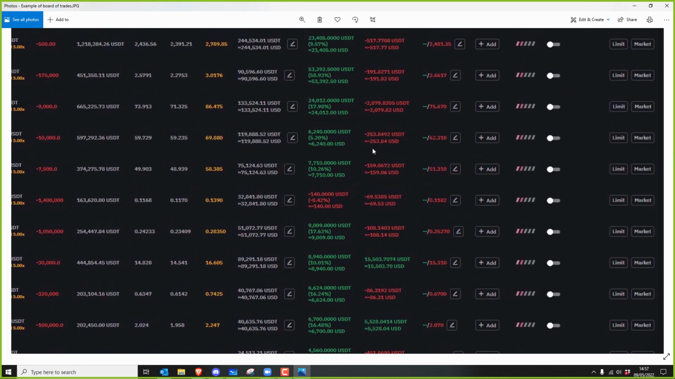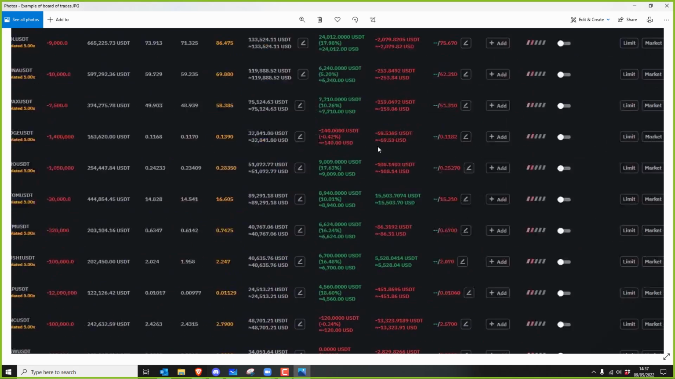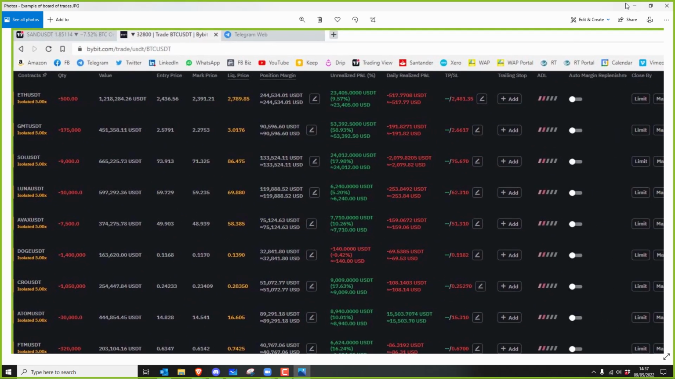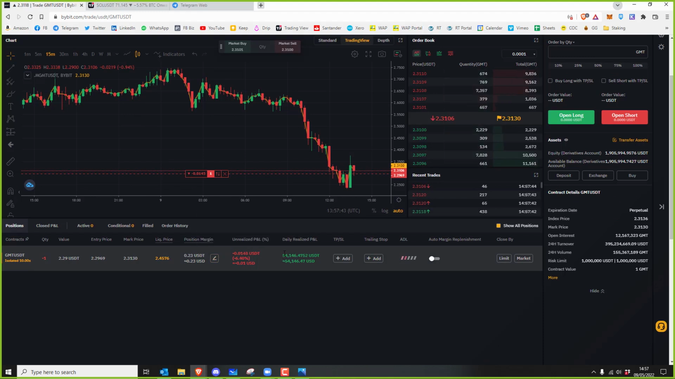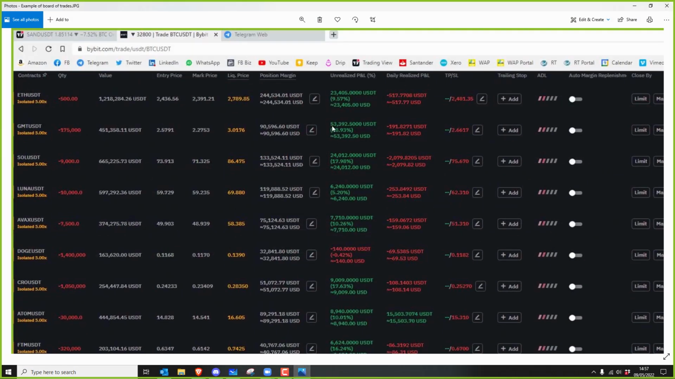So this daily realized P&L is how much actual profit you've locked in and banked over the last, I think, 24 hours, or it could be midnight to midnight. Again, I'm not too sure. Ultimately, you don't need to know. So, for example, that GMT trade that we've just placed as an example here, you can see my daily realized P&L is 54 grand on GMT, because that's when I hit the close all. Such a muppet.